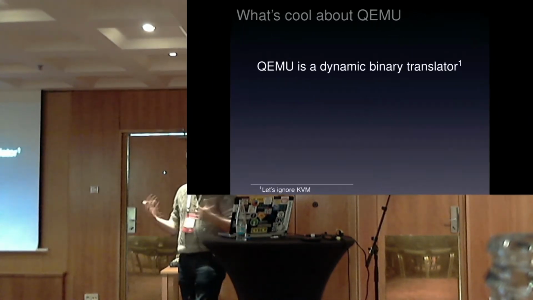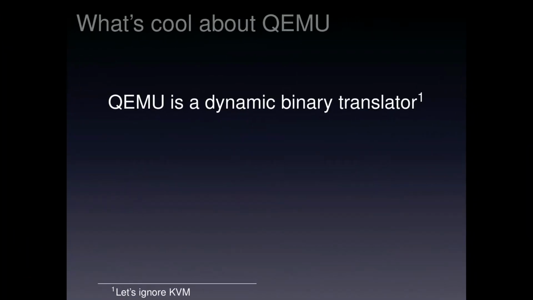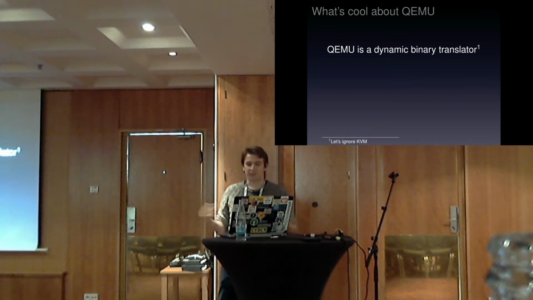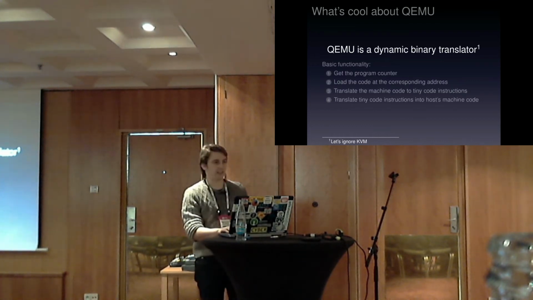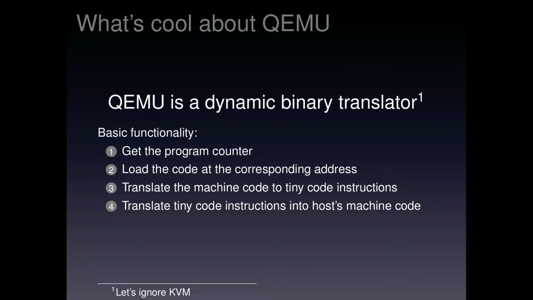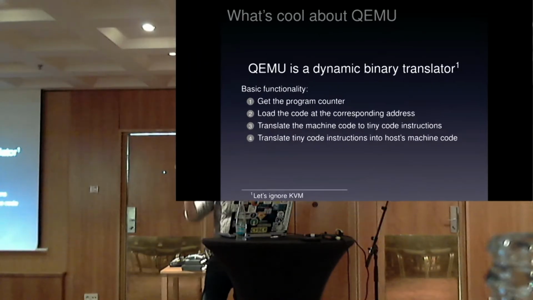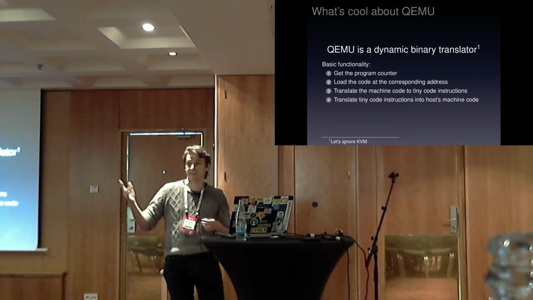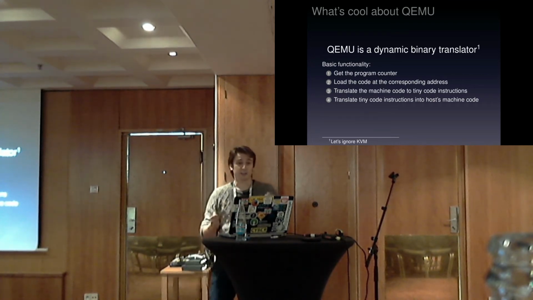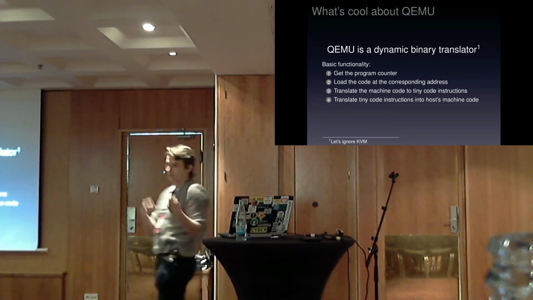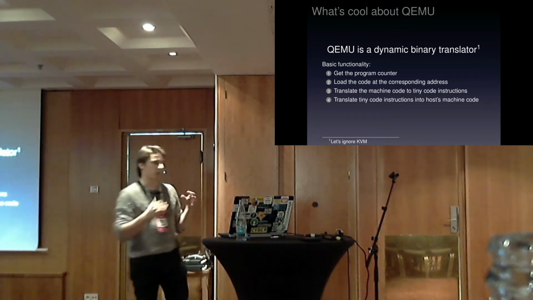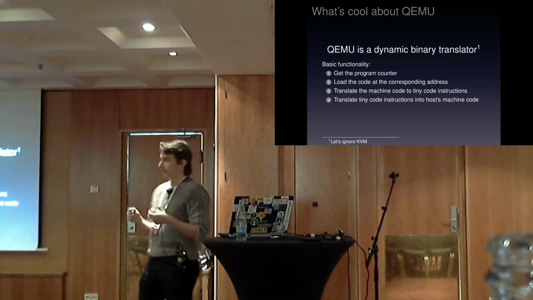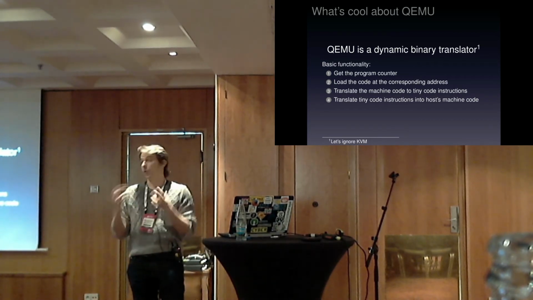So first of all, when I started to get into QEMU, I thought it was kind of a cool project. The basic idea is that it's just a dynamic binary translator. You have a program, you go to the entry point, you get the program counter, you load the code that is at the corresponding address, and you start to translate the assembly instructions that are there into what are called tiny code instructions. Tiny code instructions are basically very simple instructions which have no side effects.